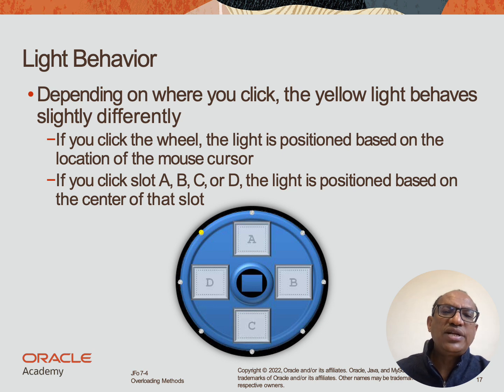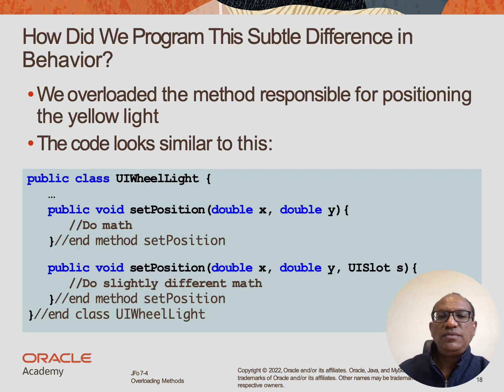Depending on where you click, the yellow light behaves slightly differently. X and Y are the X position and Y position where the mouse was clicked.